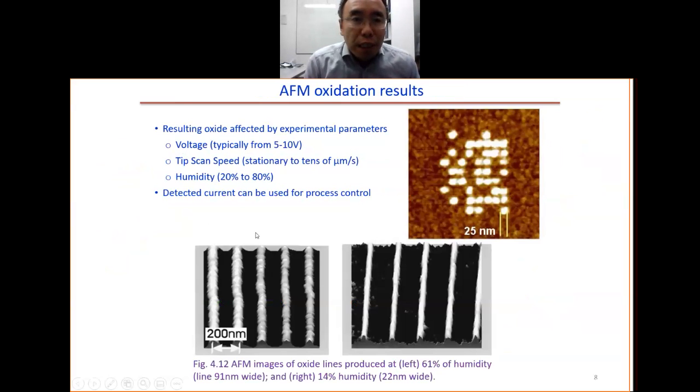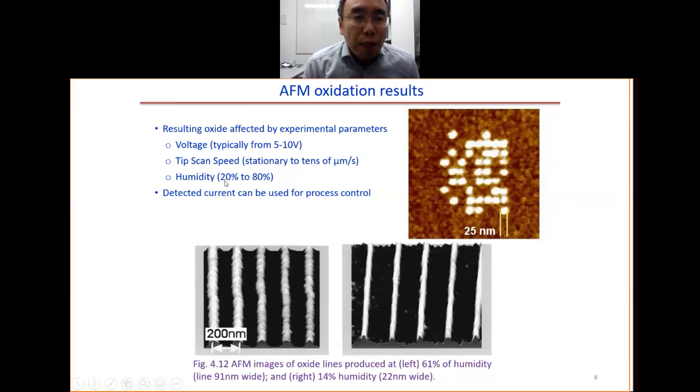So obviously, this process depends on the voltage. Higher voltage, faster and wider lines. The scan speed slides from no scan to 10 micrometers per second. So with a faster scan, you get smaller lines.